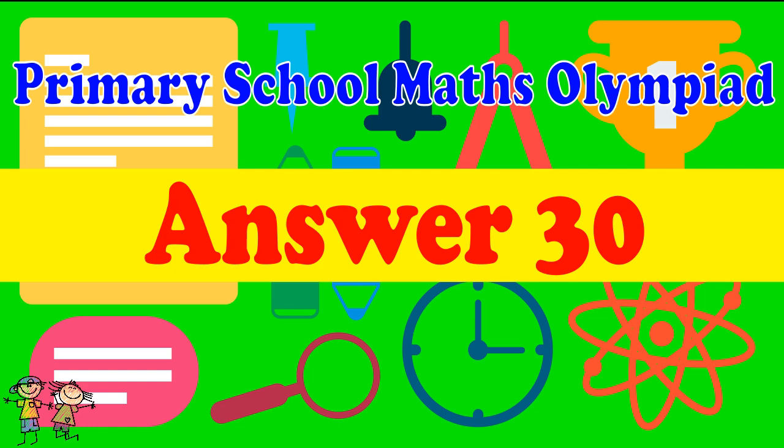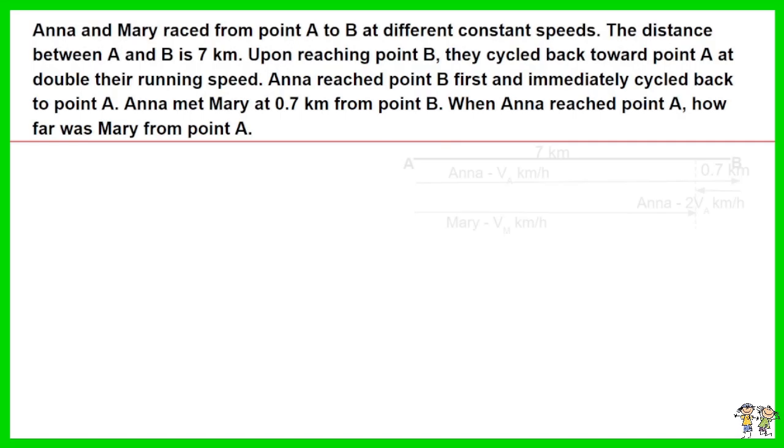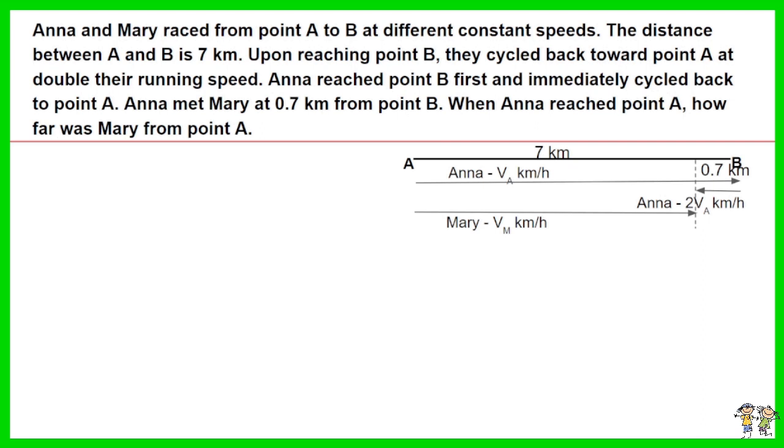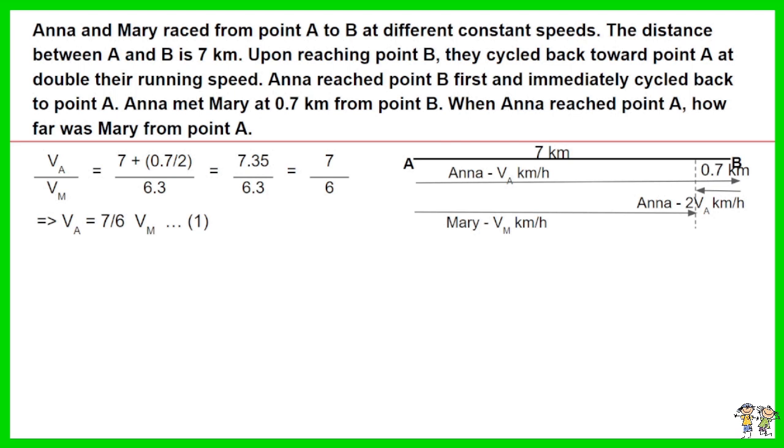Answer for question 30. Let VA be the speed of Anna and VM be the speed of Mary as shown on the diagram. VA over VM is the ratio of the distance both travel for the same duration. The distance Anna travels for the same time, when Mary travels 6.3 kilometers, is 7 plus half of 0.7 equals 7.35. The half of 0.7 is because Anna was moving at twice the speed when cycling. Solve the equation, you have VA equals 7 over 6 of VM. This is equation 1.